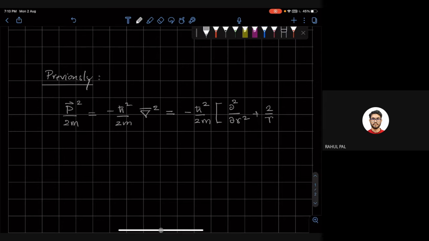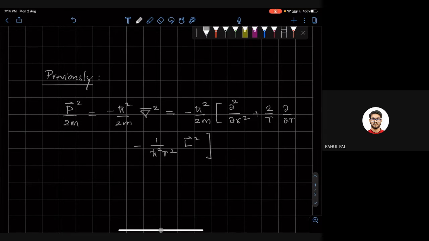Okay. So let's see. Okay. And then there's a term with the first derivative with respect to r, and then minus 1 over h squared r squared L squared. Okay.